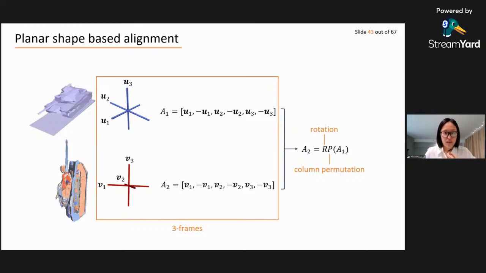First, I will explain the alignment of the 3 frames. A 3 frame can be written in the form of a 6-column matrix. Every 2 columns represent 1 dominant axis, including both positive and negative directions. We exhaust all 6 permutations of the 3 axes, as well as all combinations of the orientation of each axis with the right-hand rule applied. This gives us 2 to the power of 3 divided by 2 orientations for each permutation. Therefore, we have 24 candidate rotations in total.